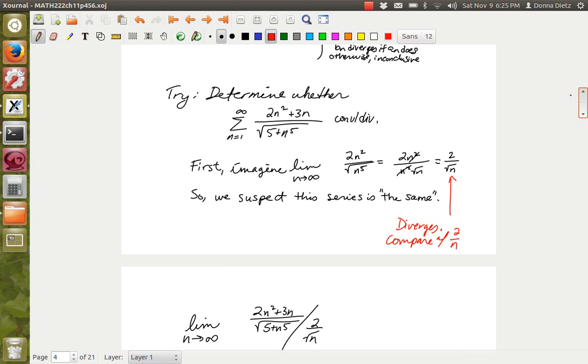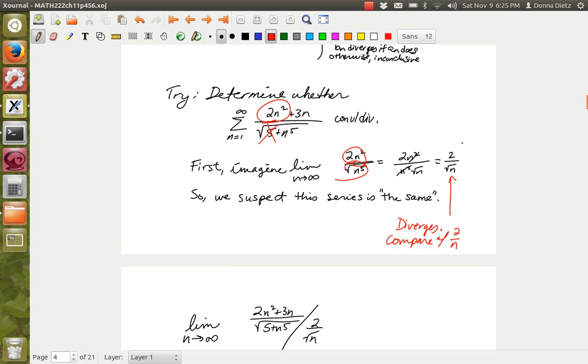Here's a question. Let's try to determine whether this series converges or diverges. First of all, what would I want to compare it to? Let's cut to the chase. Let's look at what is dominating the numerator. What's dominating the numerator is this 2n squared, so let's keep that piece. And let's ignore the 5 and just see that this square root of n to the 5th is dominating the denominator.